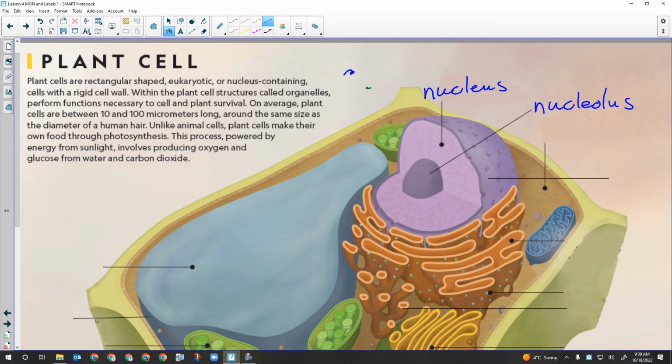Right? So if your cell needs to make adrenaline, the nucleolus goes and finds the section of your DNA that is the recipe for adrenaline, it copies it, and sends that copy out into the cell to be produced. Okay? That's what the nucleus does.